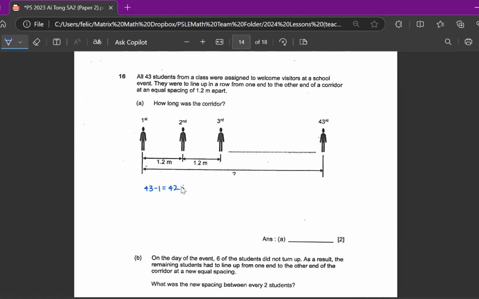Maybe let's put a note down. Now, since every interval is 1.2 meters, I think we can write that down first. One interval, just put INT for short, is 1.2 meters. But remember, across the whole corridor, it's actually 42 intervals. So then you can find the distance across 42 intervals by multiplying. This should give us 50.4 meters. That's the length of the whole corridor.